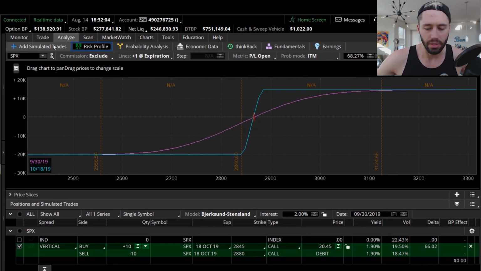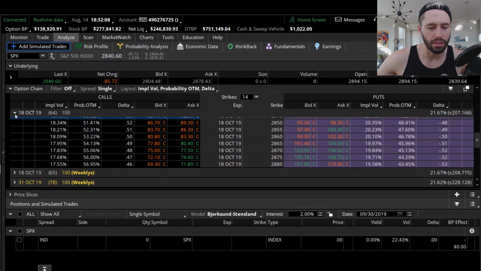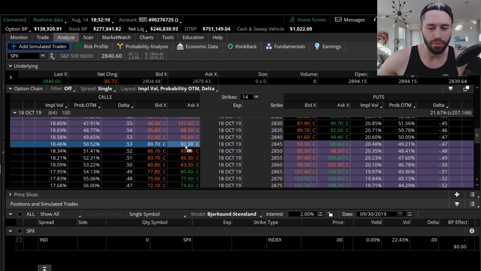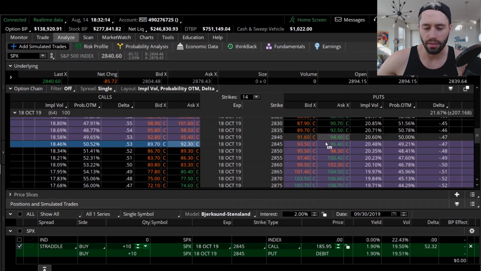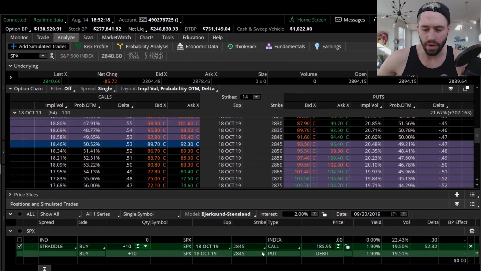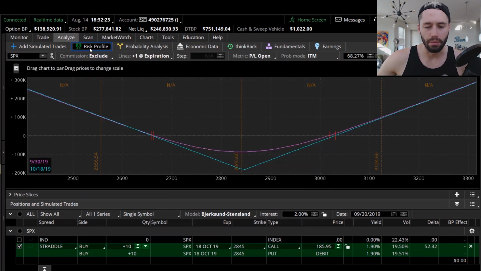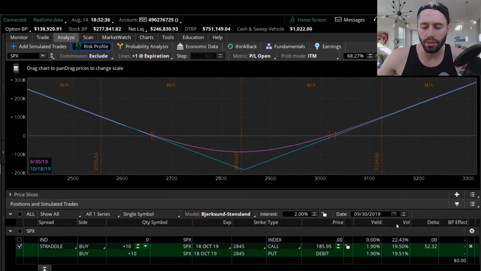Now I want to throw another simulated trade up here to show you guys another nifty thing about this. So if we move over to SPX, let's stick with October again, 28.45. Let's go to buy, and then let's go to straddle. I like straddle. That's buying the call and the put, same strike, 28.45, 185 bucks, 95 cents. Boom, we got it loaded up here. Risk profile. Let's see how it looks. You can see on the risk profile, we can go into here and we can see at current day, we're down money right here because I have the date set at 9/30/2019.